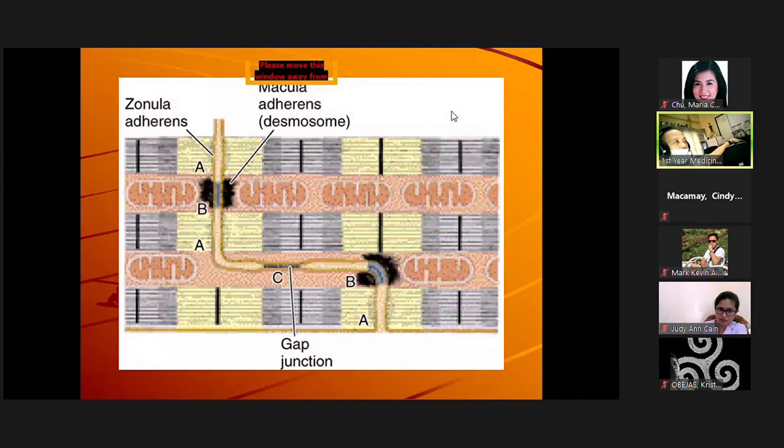Now, the adherence, okay, you will see here. Here, singular adherence, this one here, connecting this one. Well, this one, your desmosome, okay. And these are your gap junction here, this one. This is a schematic drawing. This is another desmosome.